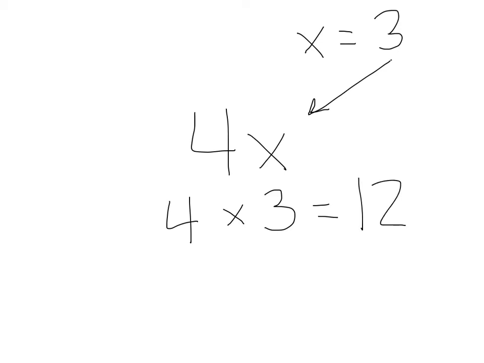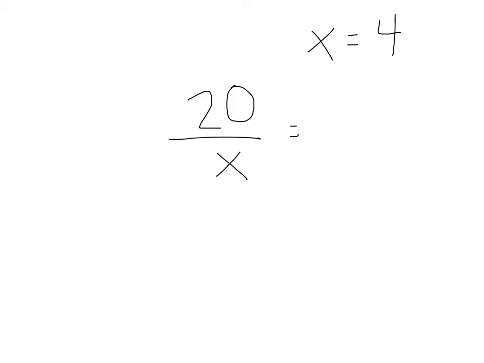Moving on to another problem, we could also do some sort of division problem, which would be represented by 20 over x, where x equals 4. Well, to solve this problem, we would just rewrite our equation, put 4 in the place of x, and now it would become 20 divided by 4, which equals 5.